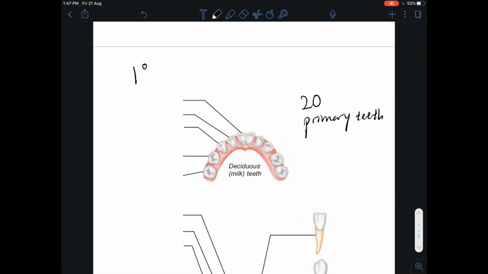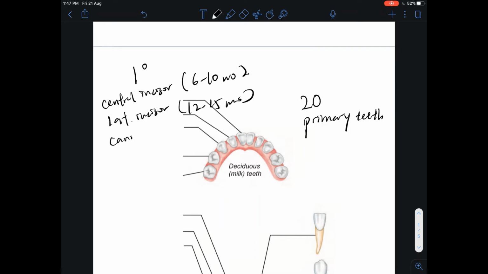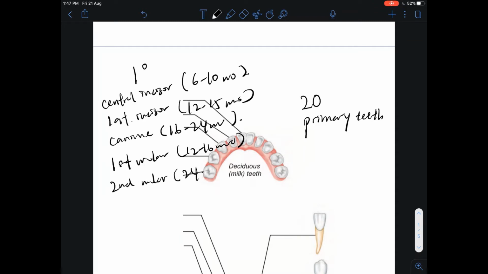So the primary teeth are composed of central incisors, which erupt around 6 to 10 months old, the lateral incisors around 12 to 15 months old, the canine around 16 to 24 months old, the first molar around 12 to 16 months old, and finally the second molar around 24 to 32 months old.